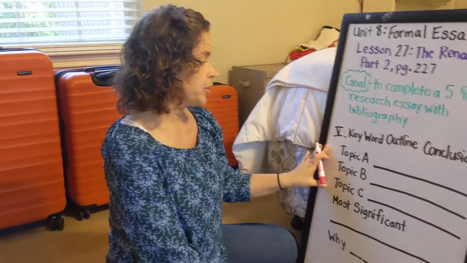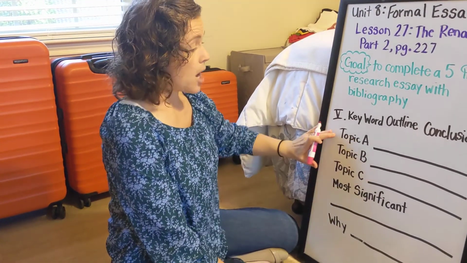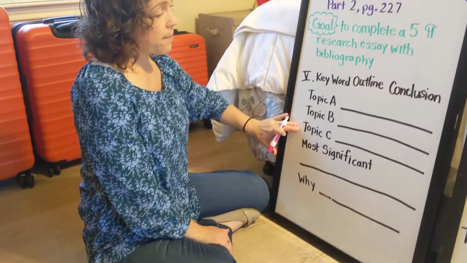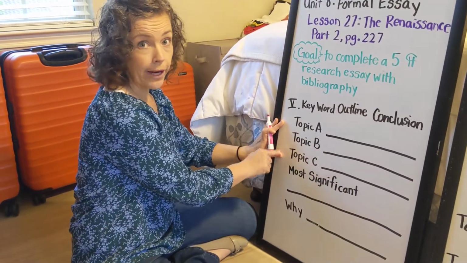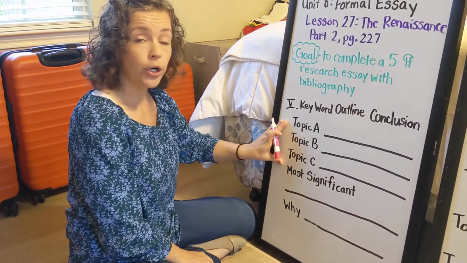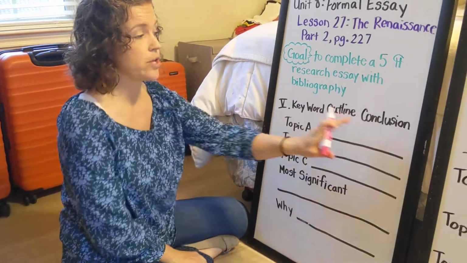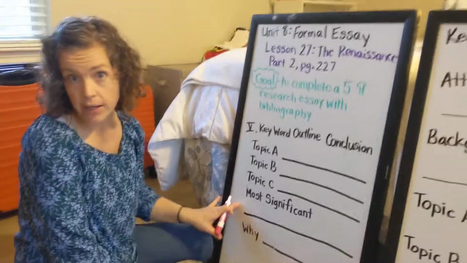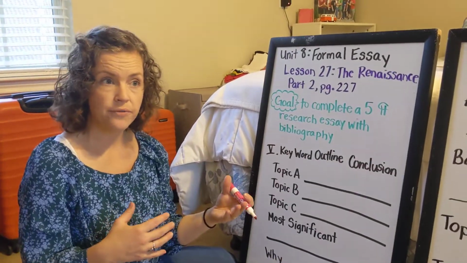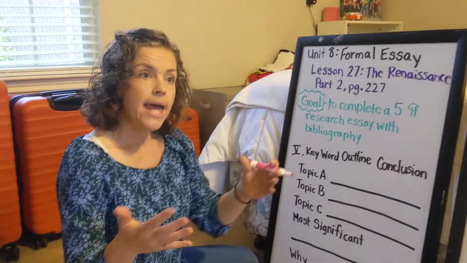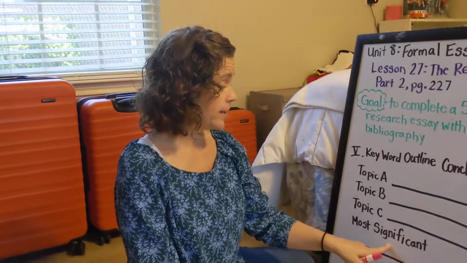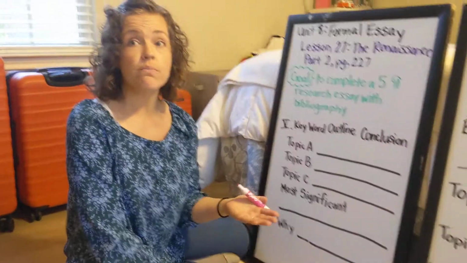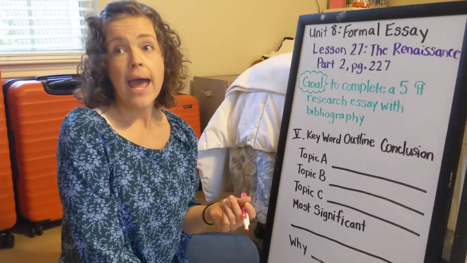So keyword outline conclusion has a topic A, topic B, and topic C overview. Those are your body paragraphs. So you have to have already written those body paragraphs to then begin your conclusion. Then you're going to talk about what's most significant and why. If you recall when we talked about the difference between a report and an essay, it's when you're taking a stance, you're giving your opinion, and this is a way of doing that. Is saying, hey, this is what's most significant about that person, and this is why.